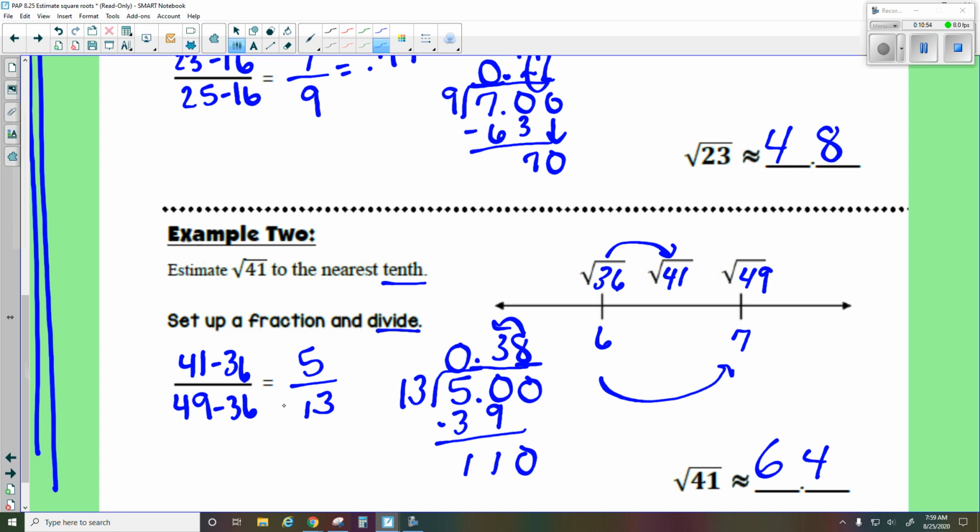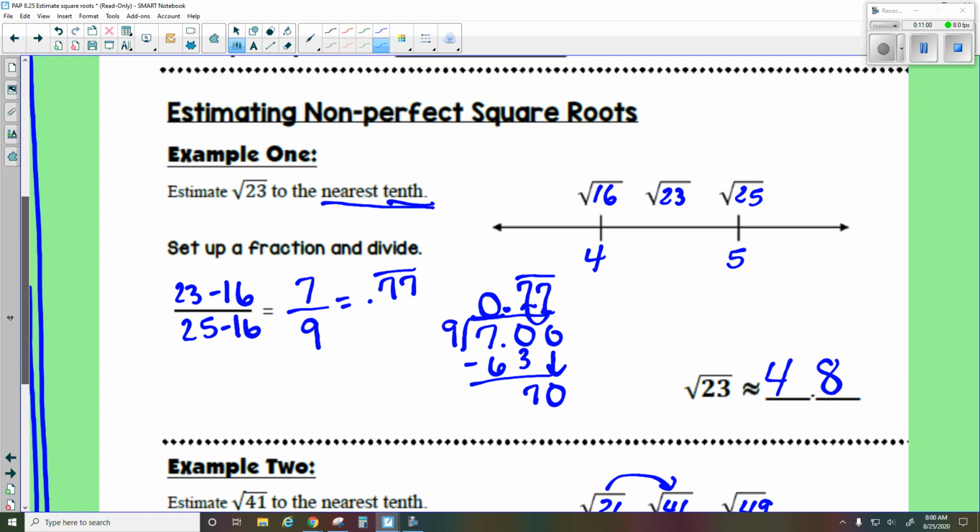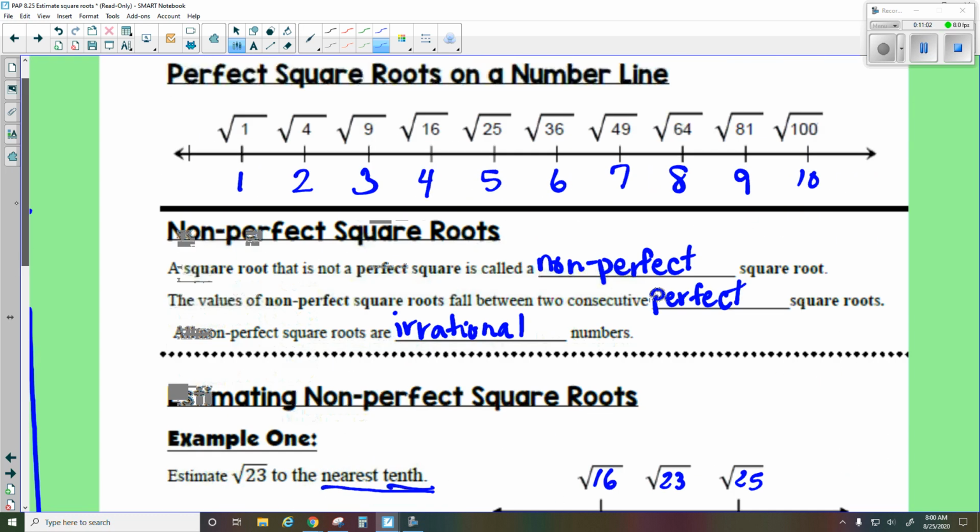All right, that is it for your notes. On Canvas, there is some practice for you with answers, and then also an extra practice.